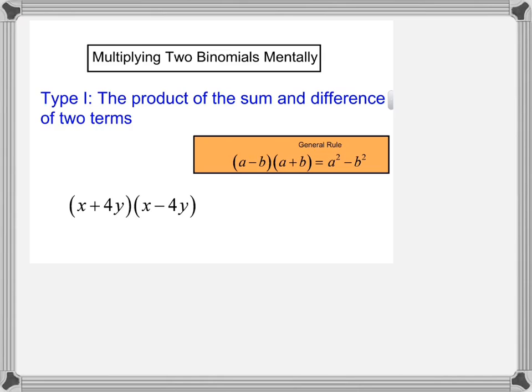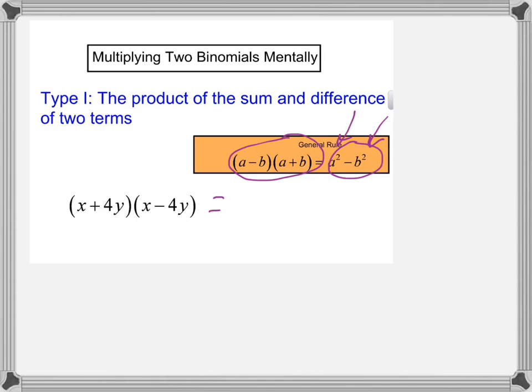The first type is the product of the sum and difference of two terms. So we have seen this before. The general rule is that when you have the same terms A and B, but one you're taking the difference of and one you're taking the sum of, and then you're multiplying those, you take the first term and square it, and you take the second term and square it, and you find the difference of those two terms. These two things are equivalent.